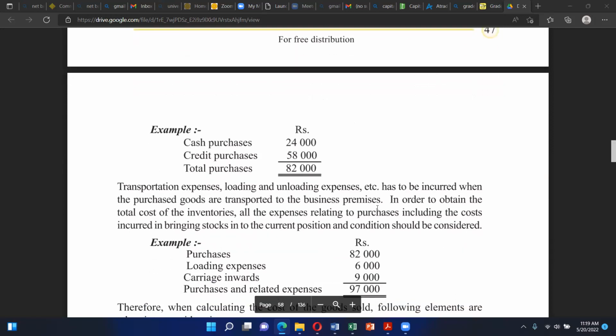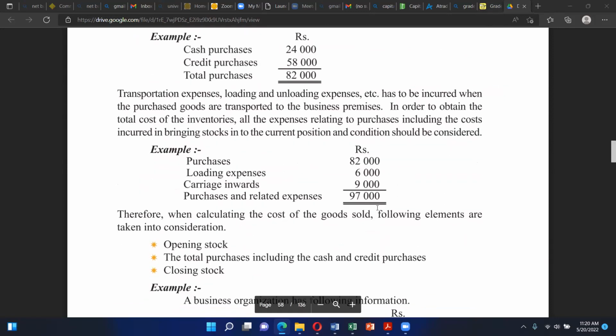In order to obtain the total cost of inventories, all expenses relating to purchases, including the cost incurred in bringing the stocks into the current position and condition, need to be considered. So purchases plus loading plus carriage inwards. Those are called purchase related expenses.